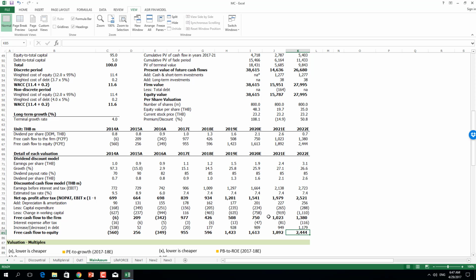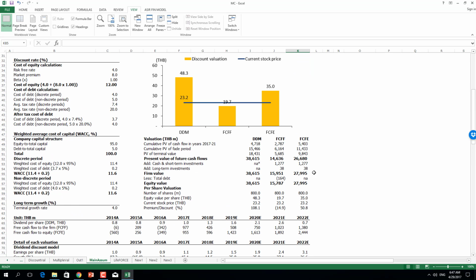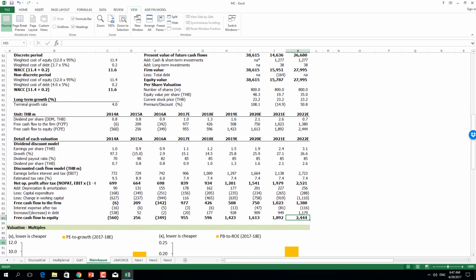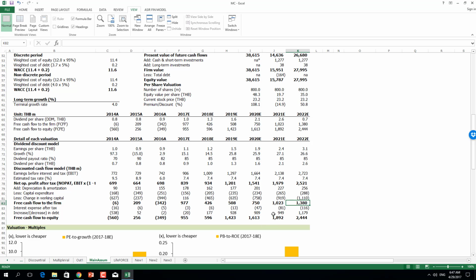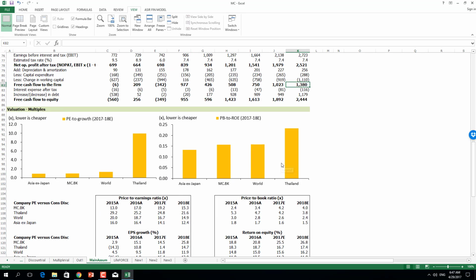Now, these aren't meant to be the same, but when they're dramatically different, we may come up with a different result. So if we look at free cash flow to equity, we can see 35 baht in this case is what this company is being valued on. And we can see free cash flow to equity. Yes, there is a lot of cash flow here compared to this one. So that's a question that we would ask as we go through the valuation.